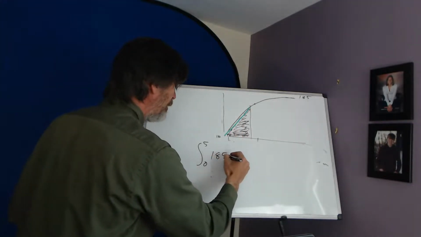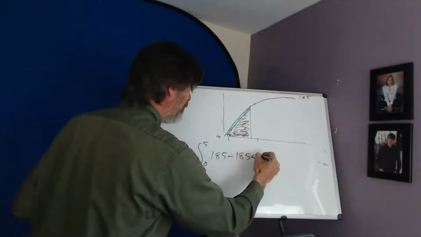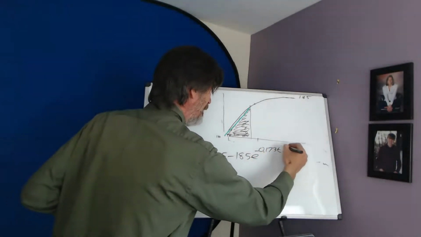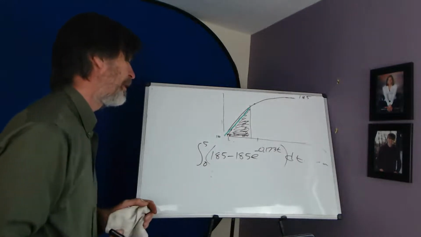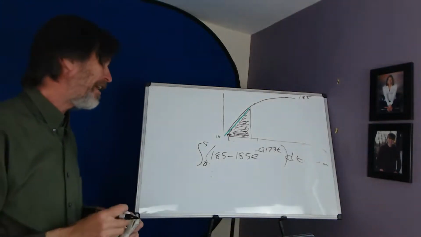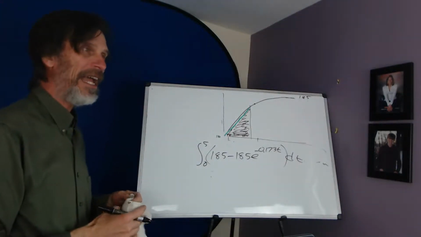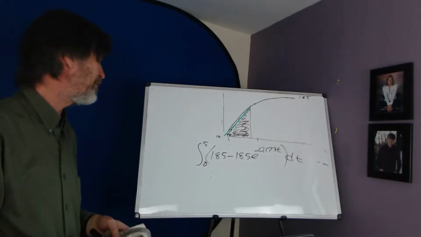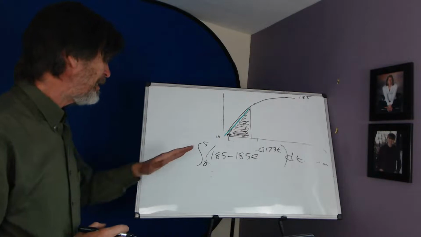In this case, it was 185 minus 185 e to the negative 0.173t dt. That's exactly the area under the curve, which is exactly how many feet our skydiver has fallen during the first 5 seconds. So I'm going to take this one apart.